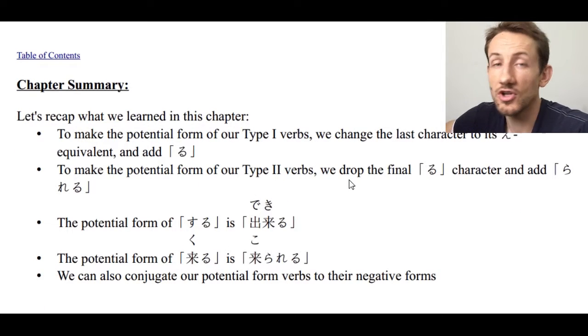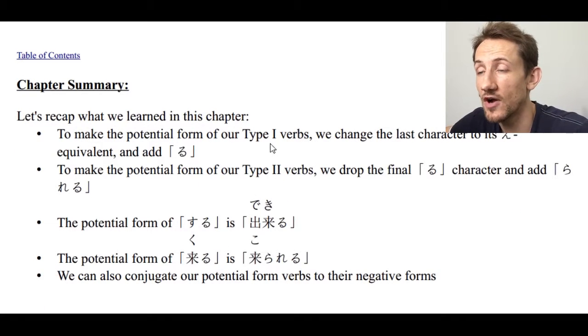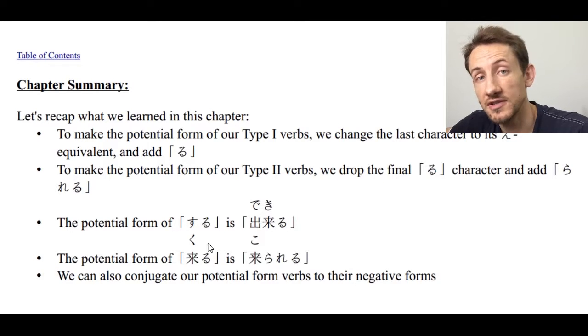And that's it. So, before we finish up, we're just going to take a look at the summary of what we learned. To make the potential form of our type 1 verbs, we just change the last character to its A equivalent and add ru. So nomu becomes nomeru, kaku becomes kakeru. And to make the potential form of our type 2 verbs, we just drop the final ru character and add rareru. So taberu becomes taberareru. And we also learned the potential form of suru is dekiru. The potential form of kuru is korareru.